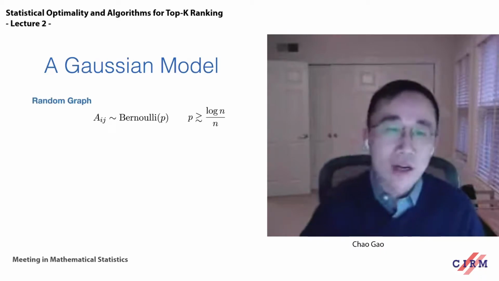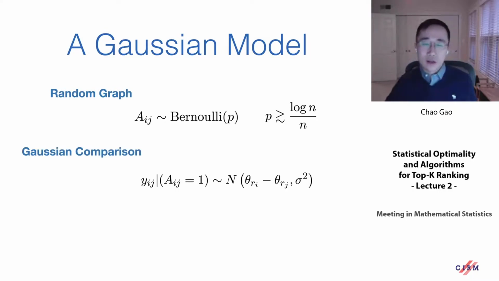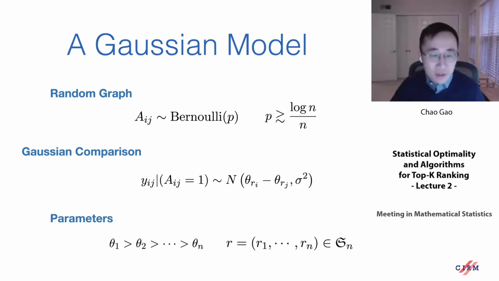So for the Gaussian model, we still have the same sampling scheme. We have an Erdős–Rényi graph for the sampling, and p is greater than log n over n to make sure that the graph is connected. Given that two players are connected by an edge, A_ij equals one, the outcome of the comparison between I and j is modeled by a Gaussian distribution. The mean of the Gaussian is given by the difference of the scale parameters, and the variance is sigma squared. So the nuisance parameter of the model is theta, and our goal is to estimate the rank from the Gaussian comparison results. So this is the Gaussian problem.